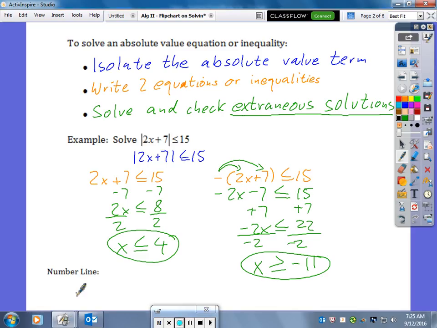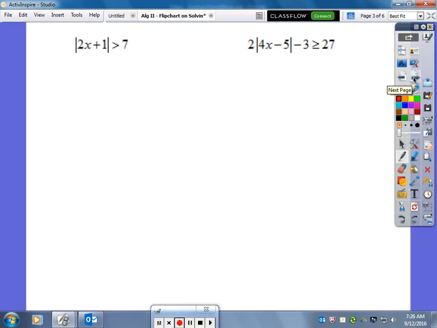We can show these solutions on the number line like this. From left to right, starting from negative 11, putting the 0 in just for orientation purposes, and go to positive 4. The two borders are part of the solution, so we're using closed circles, and we're going from negative 11 to positive 4. And this is our solution set on a number line. Let's go to the next example.